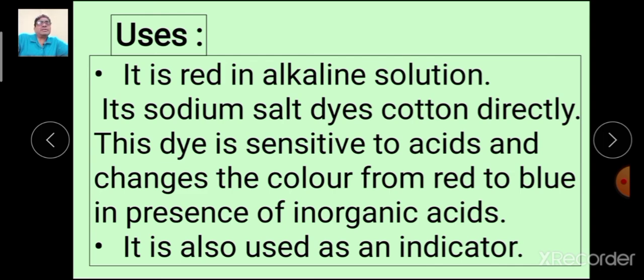Thus, we have seen the diazonium salts, the preparation of benzene diazonium chloride salt, and the coupling reactions of benzene diazonium salts, along with the reactions of elimination of the N2Cl group and retention of the N2 group. Finally, these two dyes are important. Thus, we have completed this topic, amines and diazonium salts.